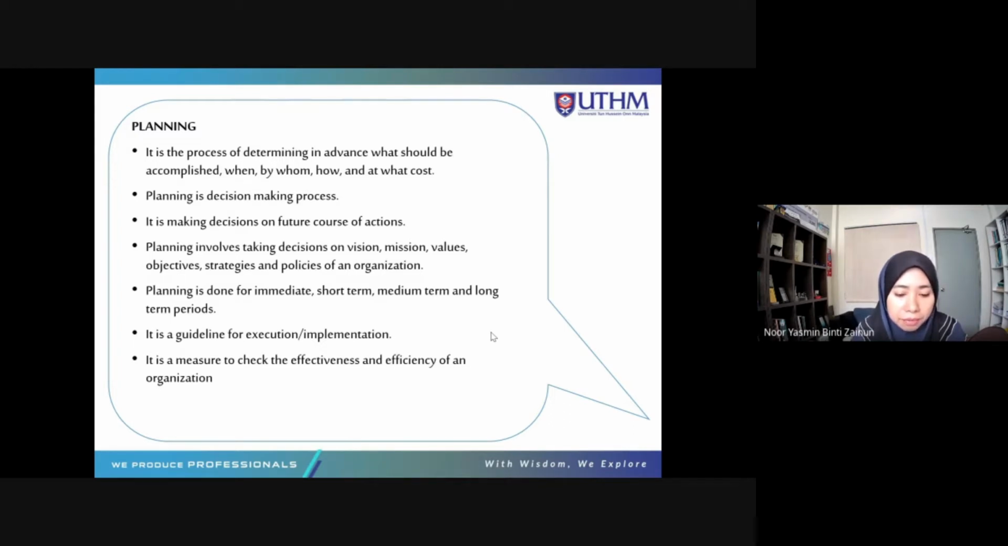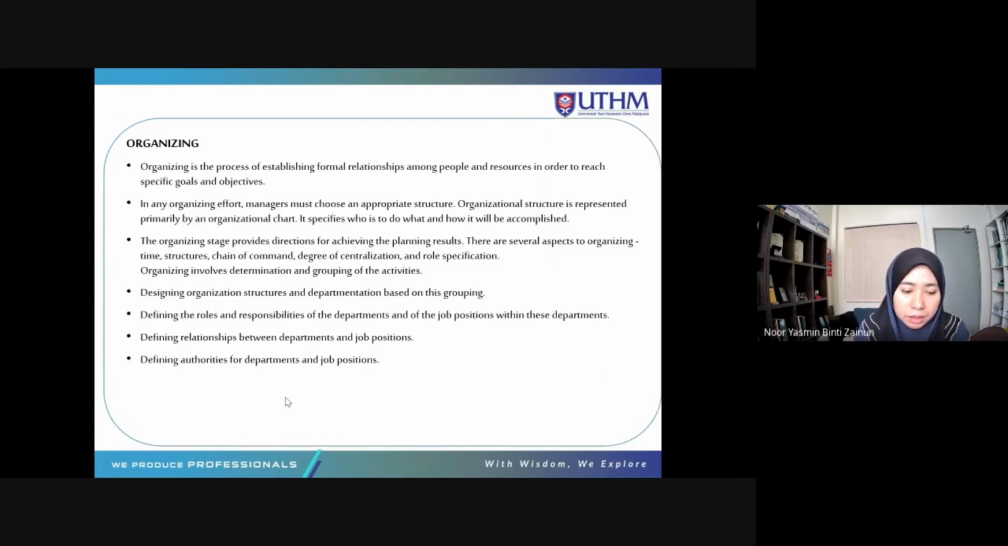So planning is done for intermediate, short-term, medium-term, and long-term periods. So it is a guideline for execution or implementation, and it is a measure to check the effectiveness and efficiency of the organization. So after you plan, how do you want to organize?